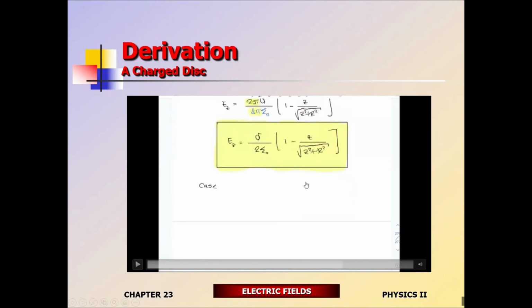There are two cases that we're going to look at. Case number one: what is the strength of the electric field right at the surface? Okay, guys, when z is 0, what do you get out of this? All right, so z is going to be 0 here, z is going to be 0 here. So what do you end up getting?